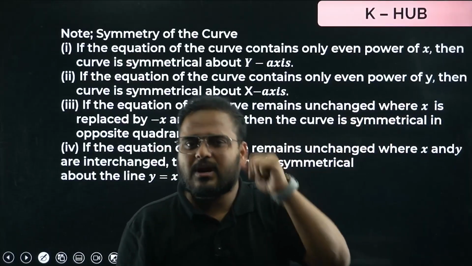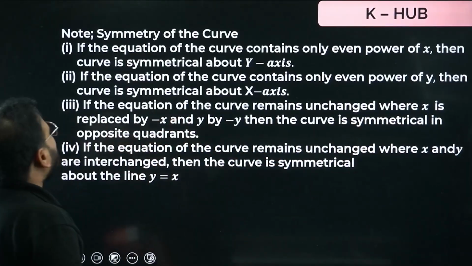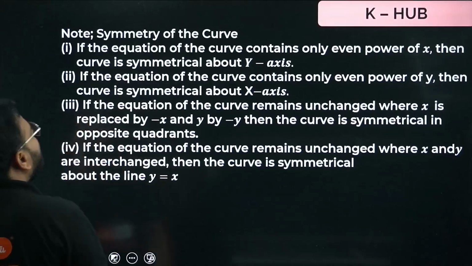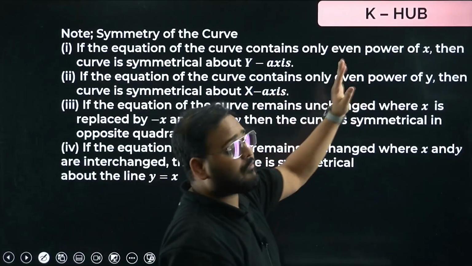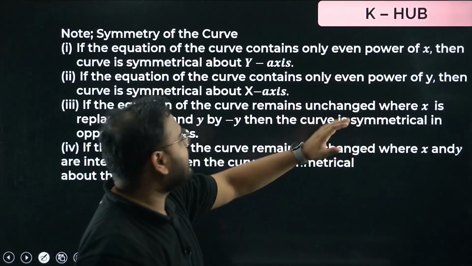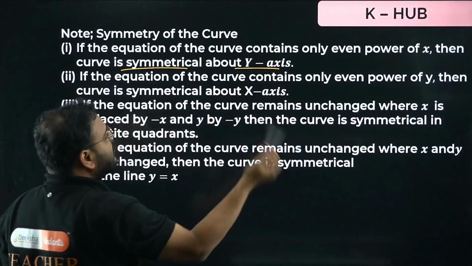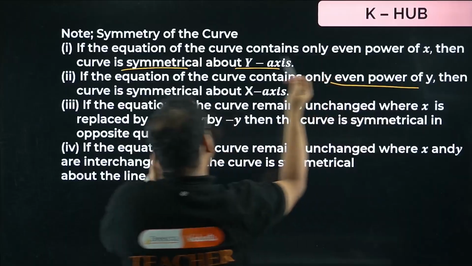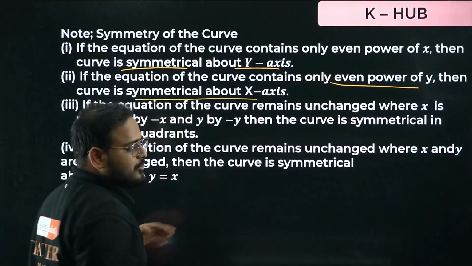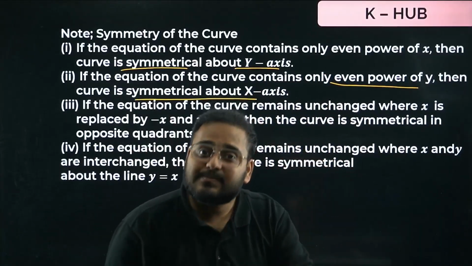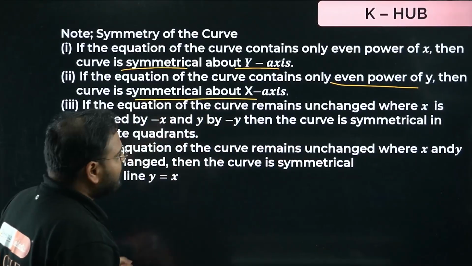Quick things, let's look at all of it in 1 minute. Symmetry of the curve. If the equation of the curve contains only even powers of x, like x square, x power 4, then we say it's symmetrical about the y-axis. When it is the opposite, only even powers of y, we say symmetrical about the x-axis. You can check this with respect to your parabola.